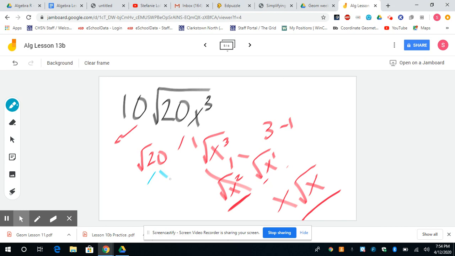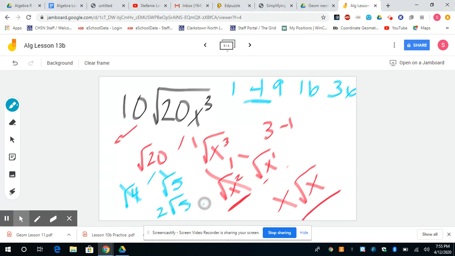And let's break up 20. So 10 and 2 can work, but is one of those a perfect square? Remember, one of them has to be a perfect square. So which perfect square goes into 20? 4. So radical 4, radical 5. Simplify radical 4 to 2 radical 5.